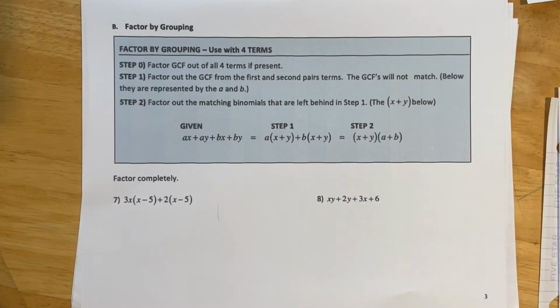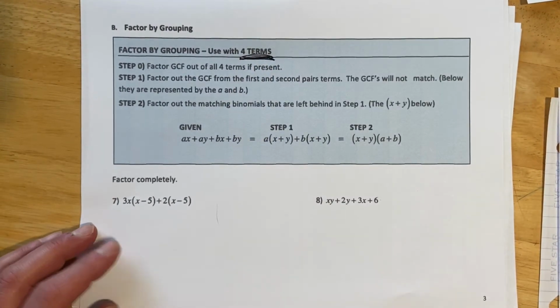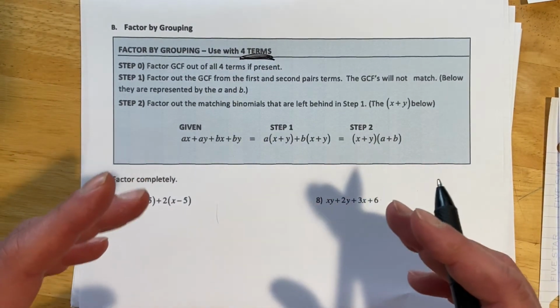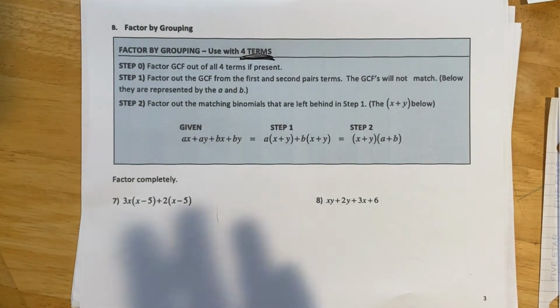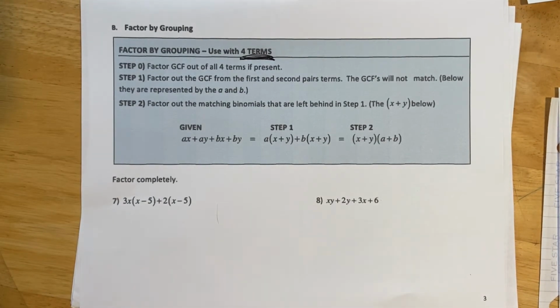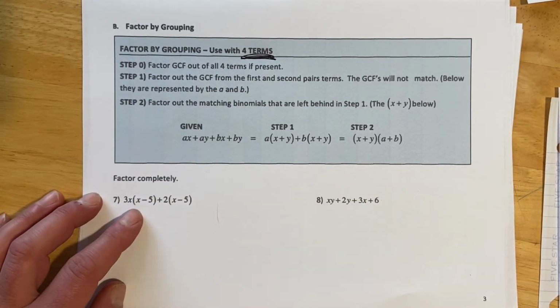Okay, so next up is this idea of factor by grouping. And like I said, we're going to see this with 4 terms. So either we've run into a problem that has 4 terms, or we'll see in the next section, sometimes we can rewrite something with 4 terms and then use this technique. But grouping, 4 terms. Those are the 2 things to tie together in your head for this particular method.